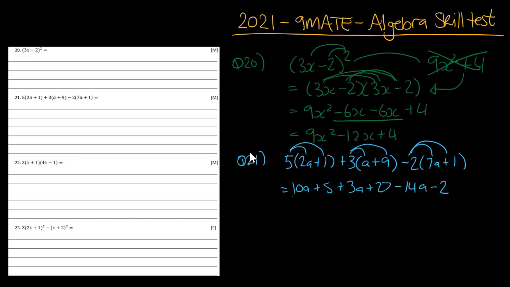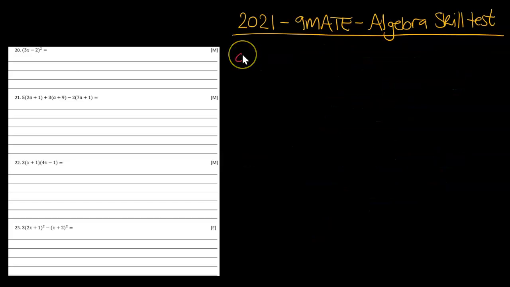We now group the terms together. We'll do the a's. 10a plus 3a is 13a, minus 14a gets us to negative 1a. We've then got 5 plus 27 is 32, minus 2 brings us back to 30. Again, I don't like having negative things at the beginning, so I'm going to go 30 minus a. But just a reminder, whatever you had in the test, I would have given you full merit marks for that.